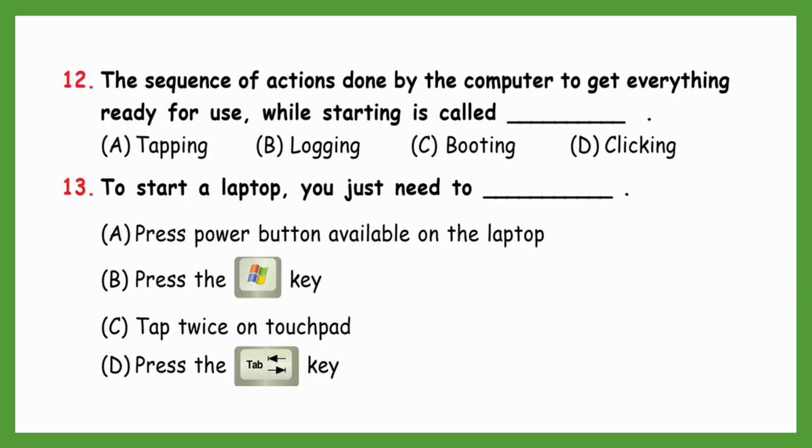The sequence of actions done by the computer to get everything ready for use while starting is called option A, tapping, option B, logging, option C, booting, option D, clicking. What is the correct answer? Option C, booting. Booting is a sequence of actions done by a computer to get everything ready for use while starting. Next one. To start a laptop, you just need to dash.